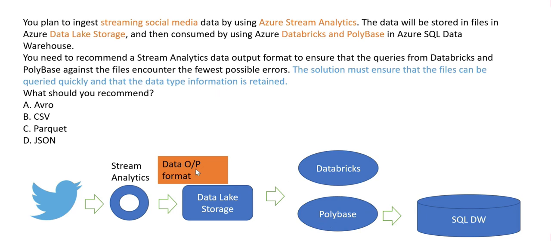So in this case, let's look at the options: Avro, CSV, Parquet, and JSON. Now you can use any of the formats, but which format will work best for read? For write operations, Avro works best. For read operations, Parquet works best from a performance standpoint. So hence our option would be Parquet. Option C would be the correct answer.